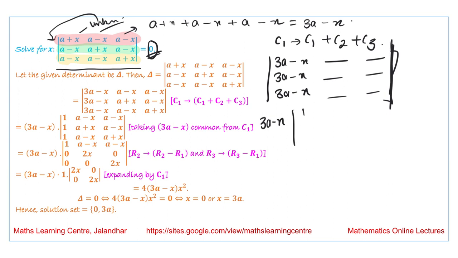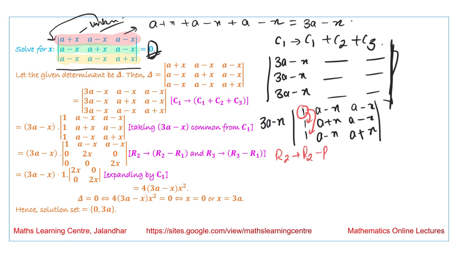Now we can take 3a minus x common from the first column. So the answer we are left with is 1 1 1, and these values are a minus x, a minus x, a plus x, a minus x, a minus x, and a minus x. This value is a plus x. Now we know how we can solve this. With the help of this 1, we can make both these equal to 0. So we are going to perform the operation row 2 approaches row 2 minus row 1, and row 3 approaches row 3 minus row 1.